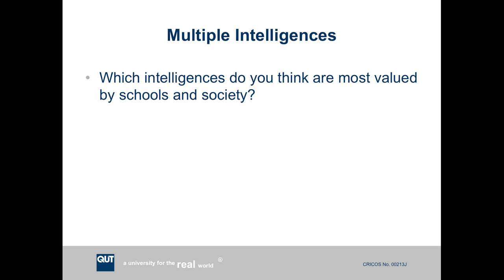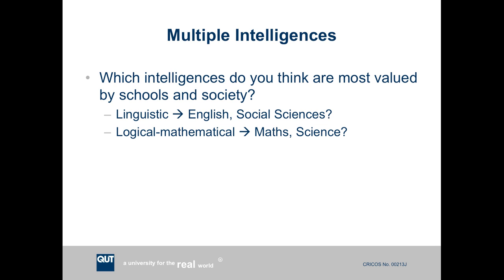So now that we've looked at the intelligences, which ones do we think are most valued by schools and society? Well, English and social sciences really rely on a strong linguistic intelligence, being able to read, interpret, analyse, and use language to get our ideas across. Maths and science have a preference for the logical mathematical intelligence.